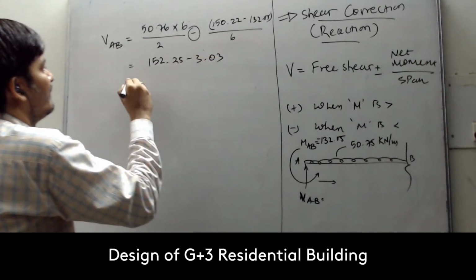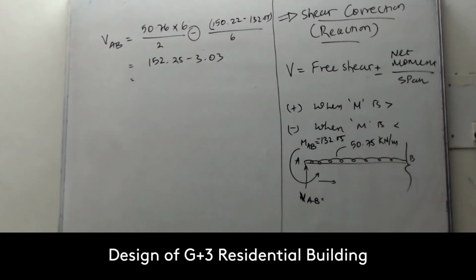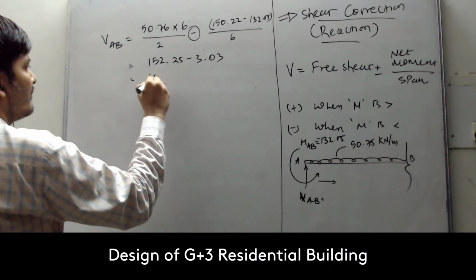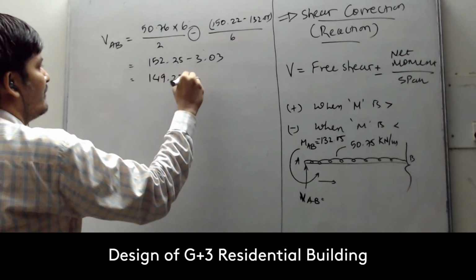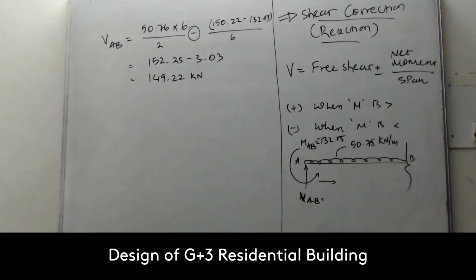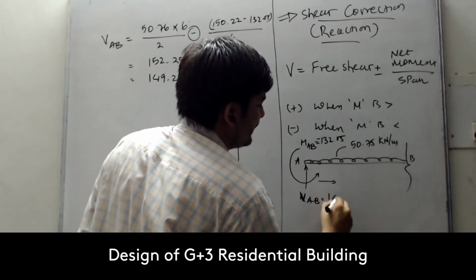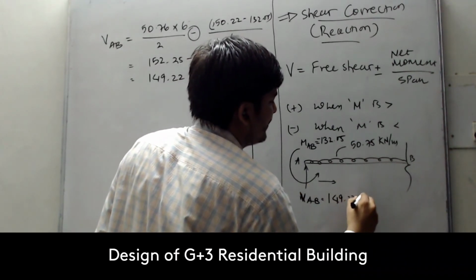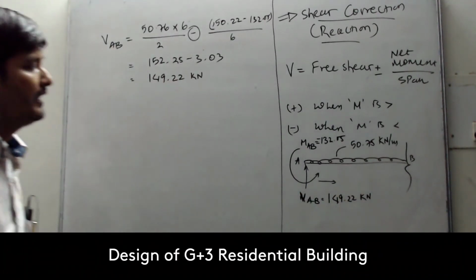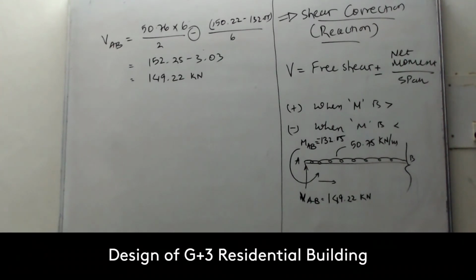So it will be 149.22. So this is the shear force at AB, which is 149.22 kilonewton, that is the shear force that I am getting. Similarly, you need to find out for VBA also.